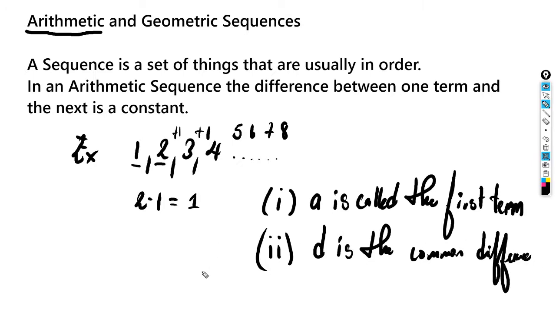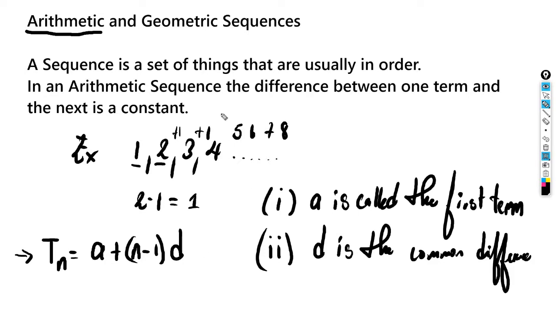And why do we need this A and D? Because we're going to define a general formula here for any term in the sequence. And the formula is A, which is the first term, plus n minus 1 times D, which is the common difference, okay? So we can use this general formula to find any number in the sequence.